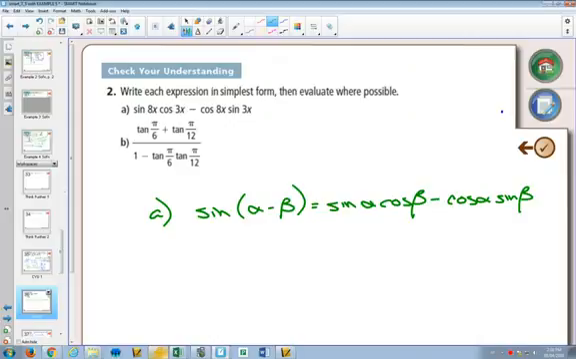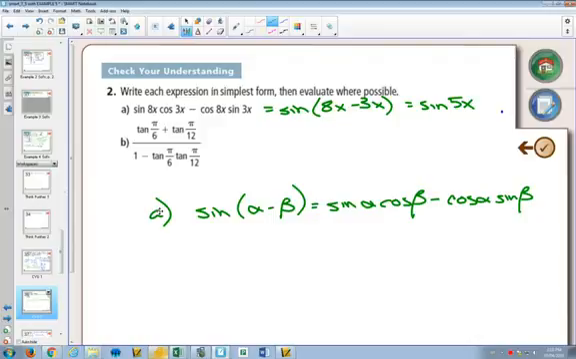In this case, what's our alpha? 8x. And our beta? 3x. So if we were going to say this is equal to something, it's going to equal sine 8x minus 3x. And what would that equal? Sine 5x. There's nothing more you can do with that, and that would be done.